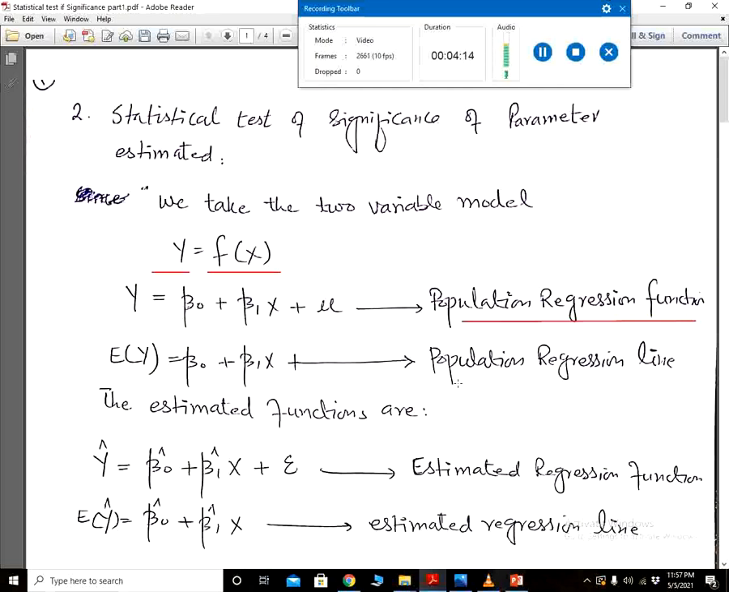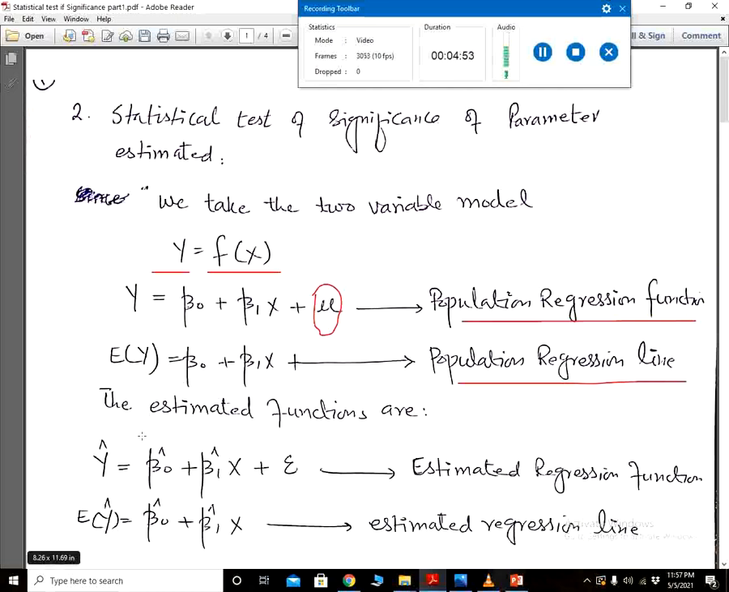For the population regression line, we take the expectation, the mean of the population regression function. If we take the mean of this, the mean of this random term mu will be equal to 0, and the population regression line will become expected value of y is equal to beta naught plus beta 1 x. Now, as we know that we cannot observe the whole population, we cannot have the population regression function and population regression line due to various reasons.